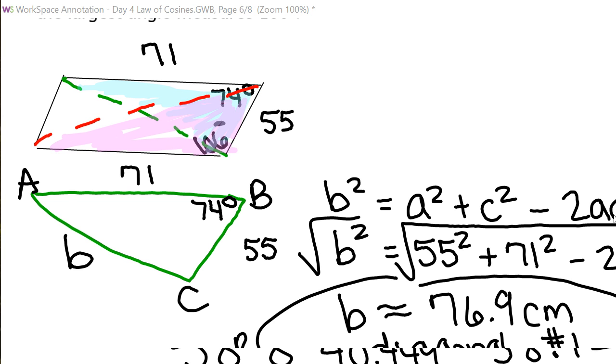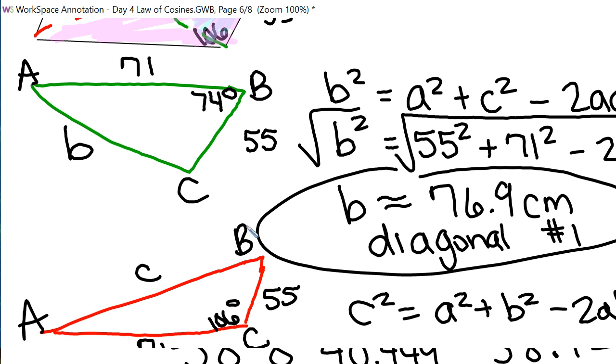If I have angle C, I have to use the formula with the C squared. So C squared equals A squared plus B squared minus 2AB times the cosine of angle C. We're solving for C. A is 55. B is 71. Angle C is 106 degrees.